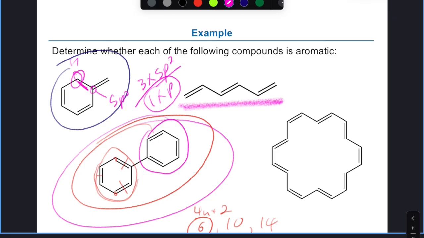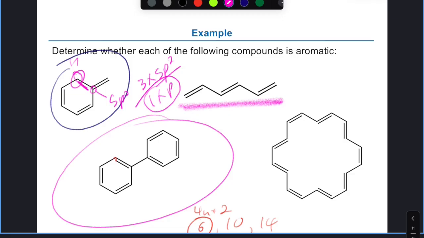That does not follow my rule over here, right? I'm looking at 6, 10, or 14. 12 is actually what we call anti-aromatic. It violates one of those rules, flying too close to the sun. What it just means is you have 2 aromatic regions. And if you actually look at this, this is what we call biphenyl.